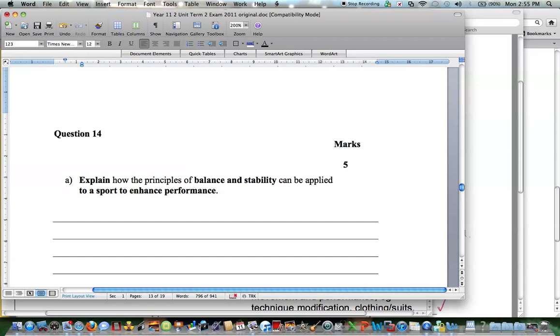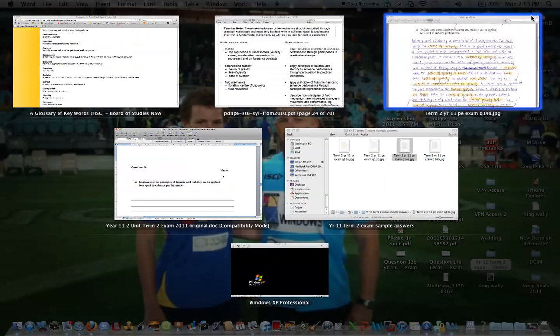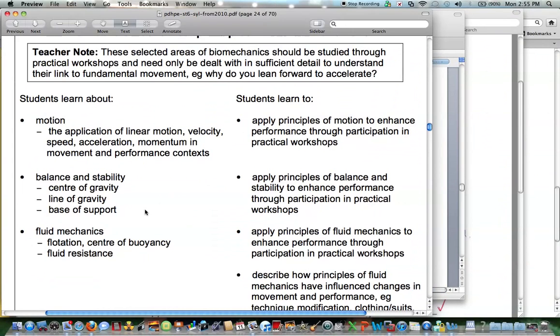So the first thing I want students to be aware of here is that the question actually says, explain how the principles, so there's plural, there is more than one, of balance and stability. If we go to our dot point, here are the principles of balance and stability. Center of gravity, line of gravity, base of support.